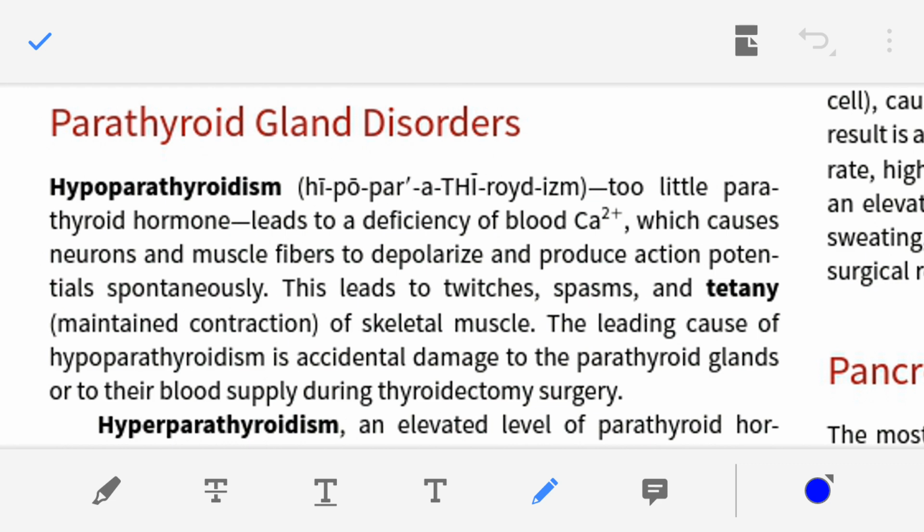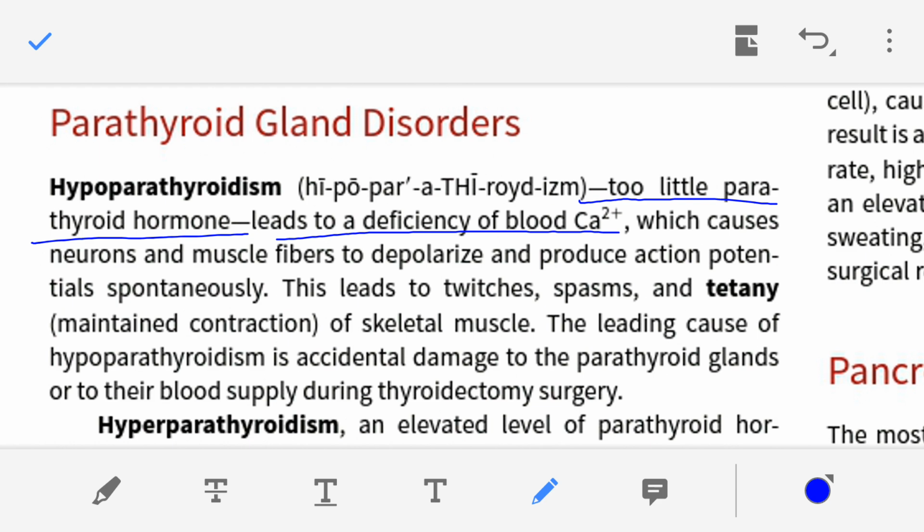Hypoparathyroidism literally means too little parathyroid hormone. So a very small amount of parathyroid hormone is secreted, and as less parathyroid hormone is secreted, this leads to deficiency of blood calcium. When the parathyroid glands are not working properly, they are not producing a sufficient amount of hormone. At that time the calcium level decreases in the blood, the calcium level goes down.